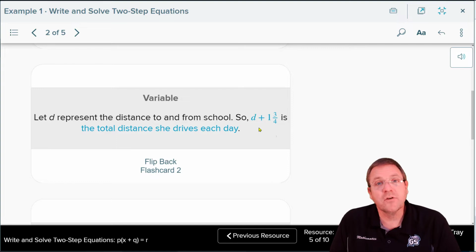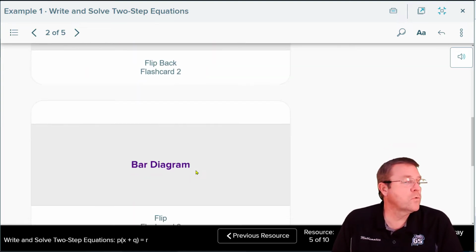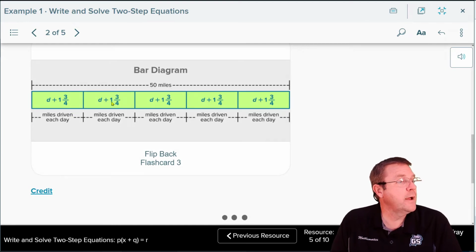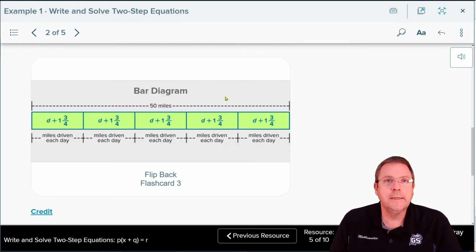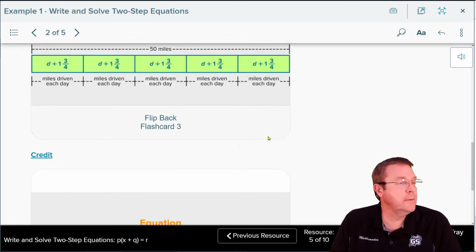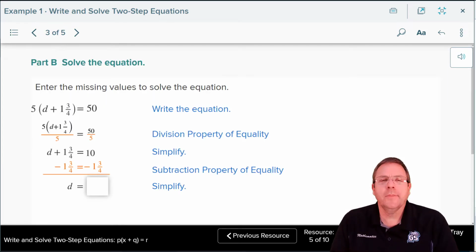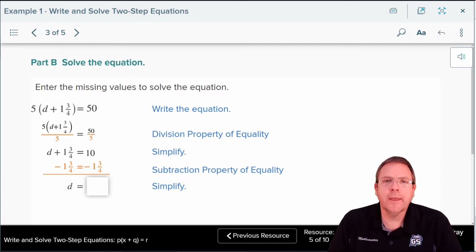I would have used an S there for school because D makes it sound like it was a whole day's worth. And then if you looked at it as a bar diagram, you had 5 days. Each individual day she drove D miles to school and 1 3/4 miles to the library. So each of the 5 days she drove the same exact thing. That means that you could do an equation of 5 times her daily driving, D plus 1 3/4, is equal to her entire driving for the week. But that was only part of the issue. Now we have to solve it to find out how many miles she drives each day.